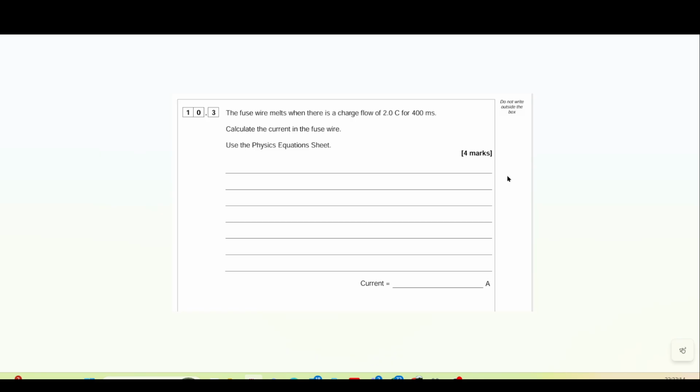Use the physics equation sheet. What is given is charge and time, and we have to find current. So we need an equation with charge, time and current. Charge flow equals current times time, right? Yes. We have to find current, so current equals charge flow divided by time. Exactly, current is charge divided by time.